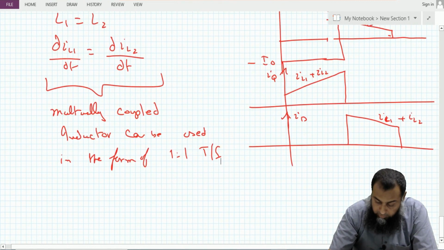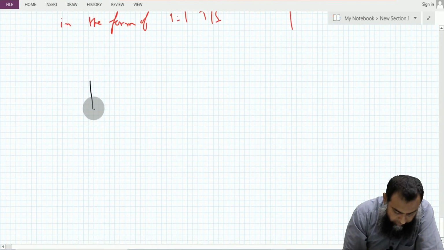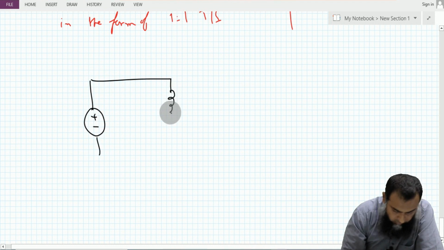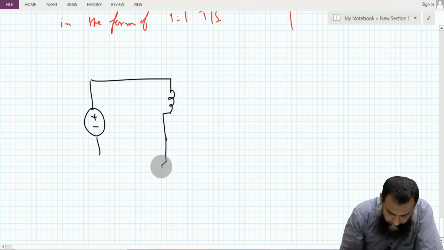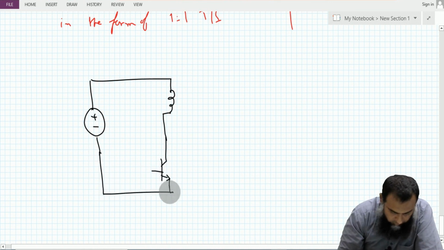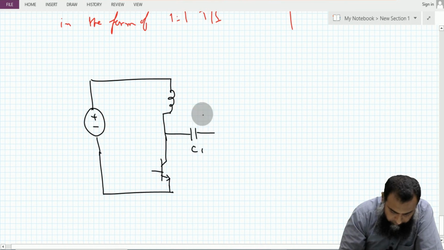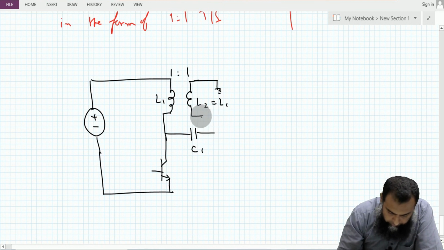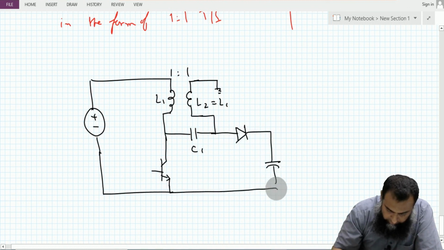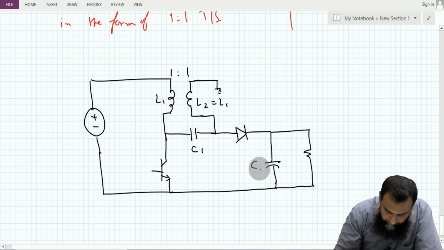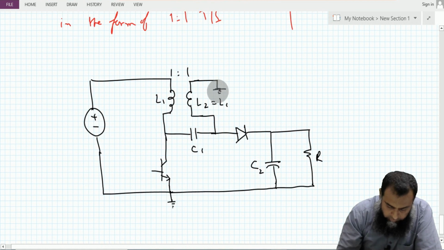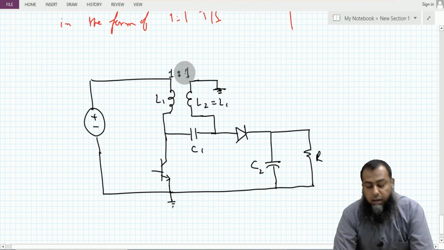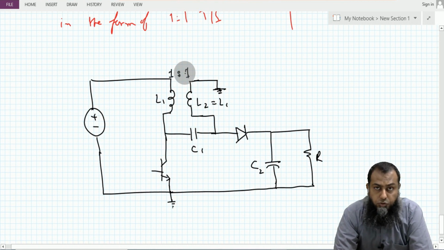So if this happens, then this particular SEPIC converter can be realized using this C1, this L1, this L2, which is equal to this L1, and this is a 1:1 transformer. Here we have the diode, and here we have the capacitor C2, and this is R, and this side is also grounded. So this is another alternate representation of a SEPIC converter, which is based on the mutually coupled inductors.